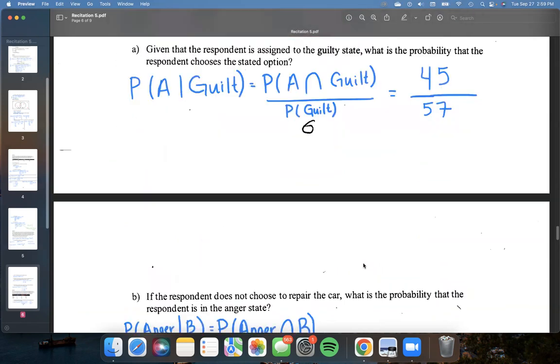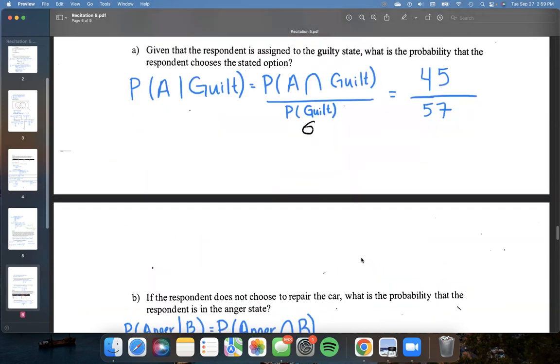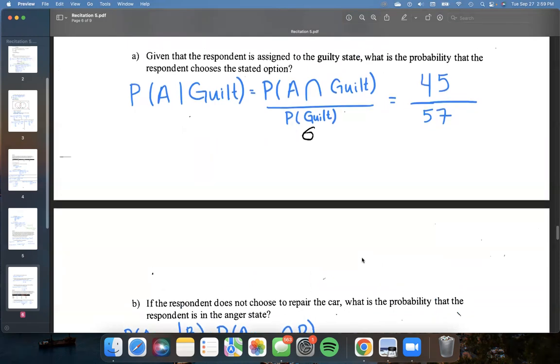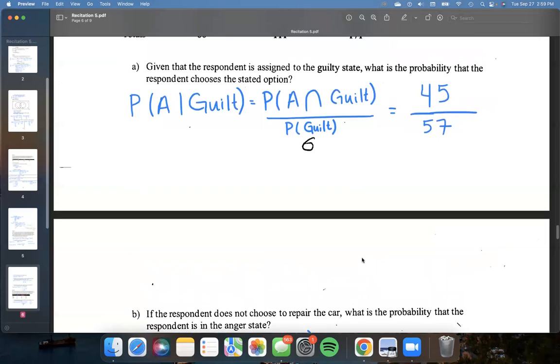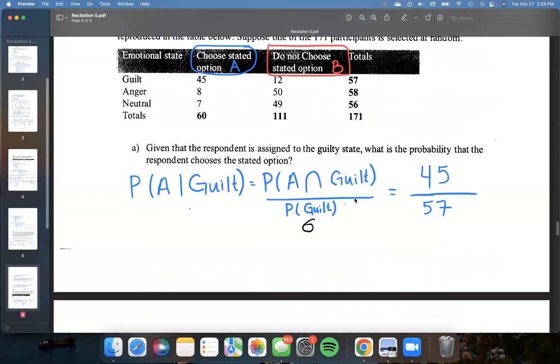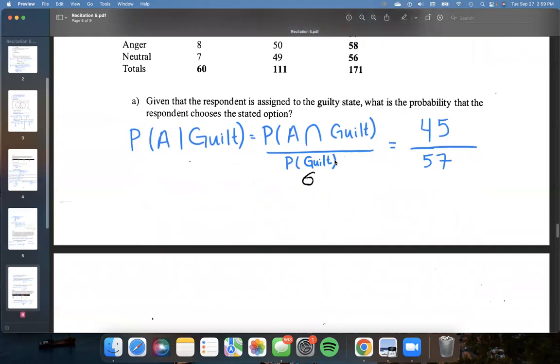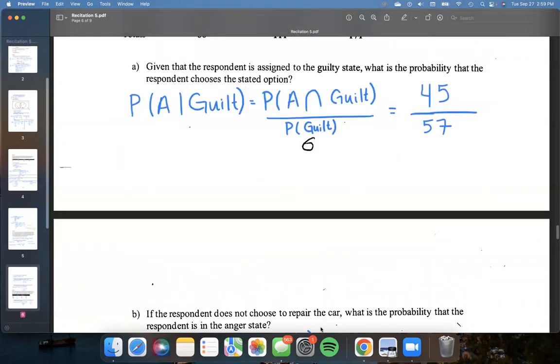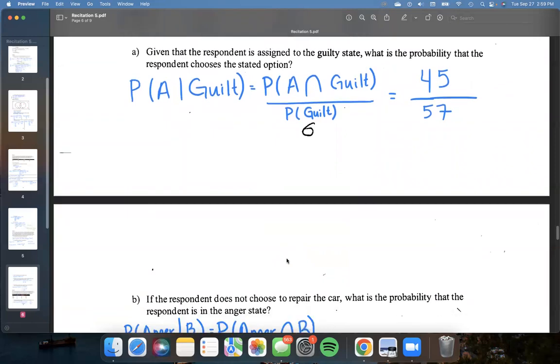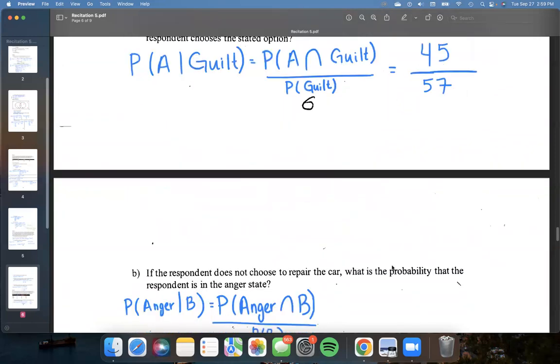Okay, part B, if the respondent does not choose to repair the car, what is the probability that the respondent is in the anger state? So here, do not choose stated option means they choose not to repair the car. So we're given that, and we want the probability that the respondent is in the anger state. So that's the probability of anger, given B.